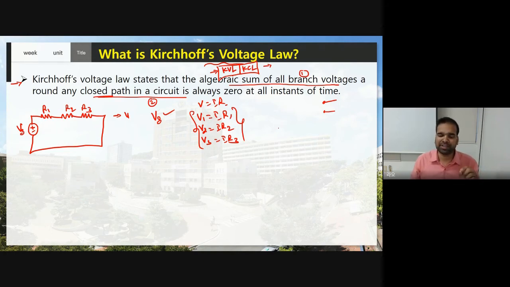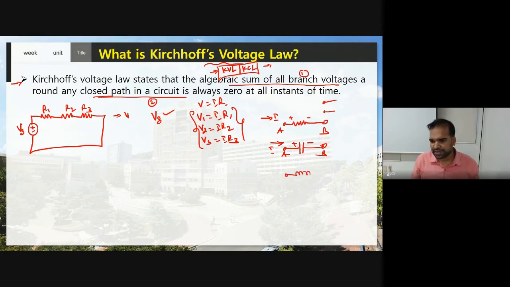Before applying KVL, you need to remember one thing. Suppose I have a resistor with terminals A and B, and current is going from terminal A to B. That means current always flows from higher potential to lower potential. Even if they don't mention higher potential as plus and lower potential as minus, you need to determine it based on the current direction. Similarly, for a capacitor with terminals A and B, the current direction tells you which is higher and which is lower potential.